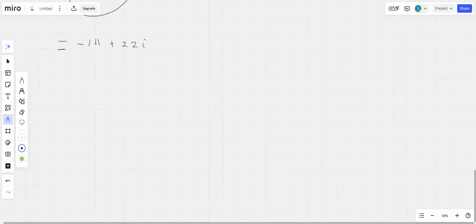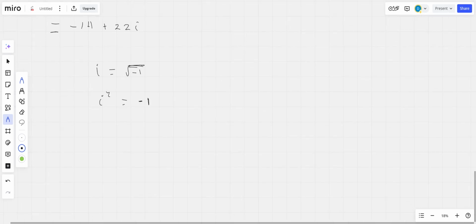So to review, i equals the square root of negative 1. i squared equals negative 1. And a complex number is made up of a real part and an imaginary part.